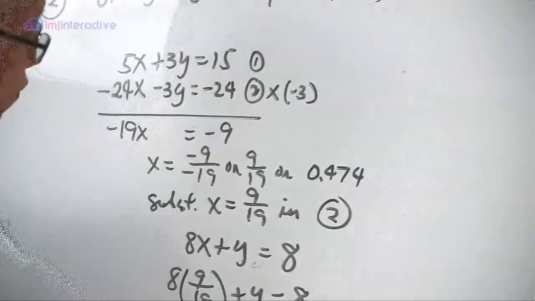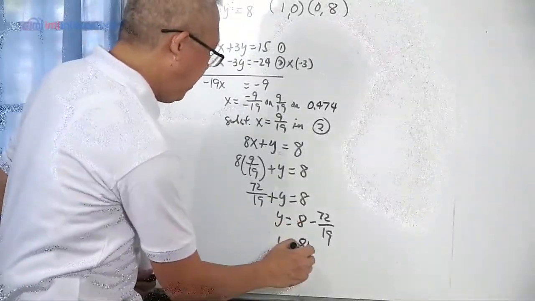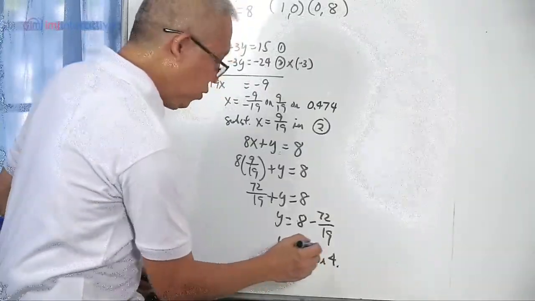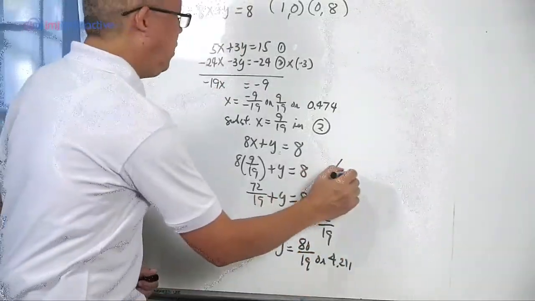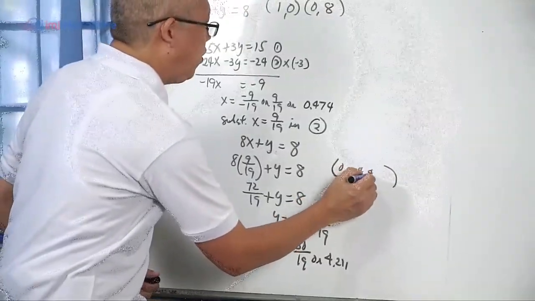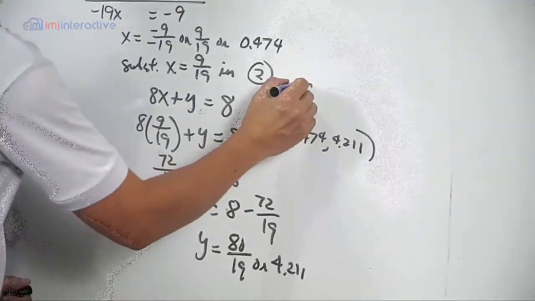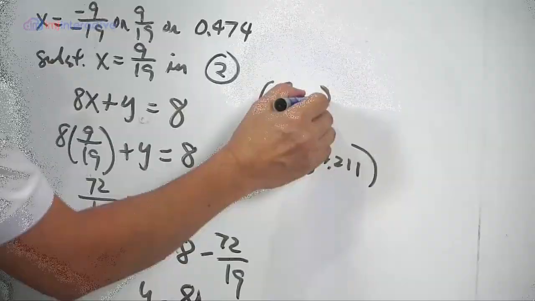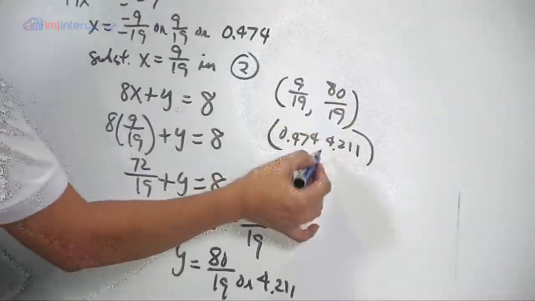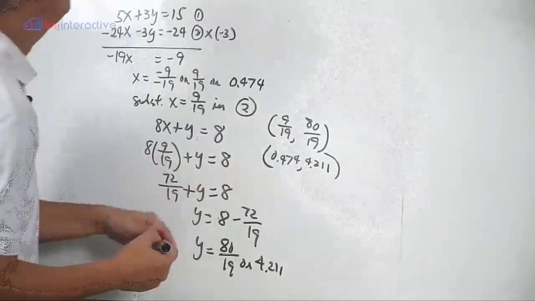So y equals, if you have your calculator, just compute 80 over 19, or simply 4.211. So the point of intersection is 0.474 and 4.211. In fraction form, you can write that as 9 over 19, 80 over 19. This is more exact compared to the decimal equivalent. So this is the point of intersection.